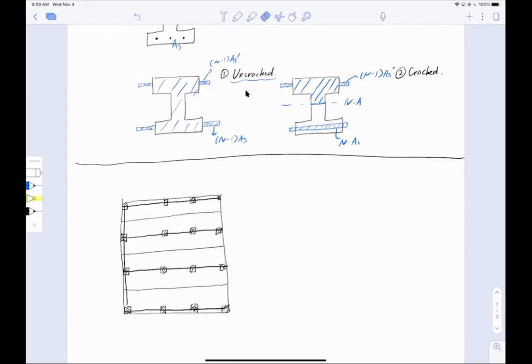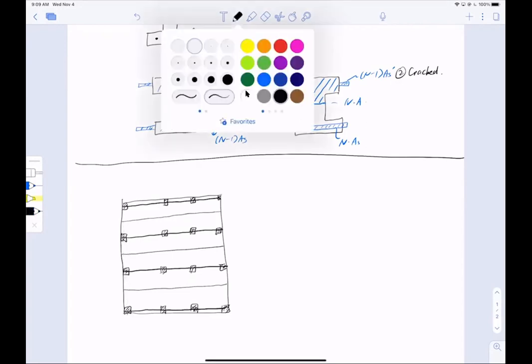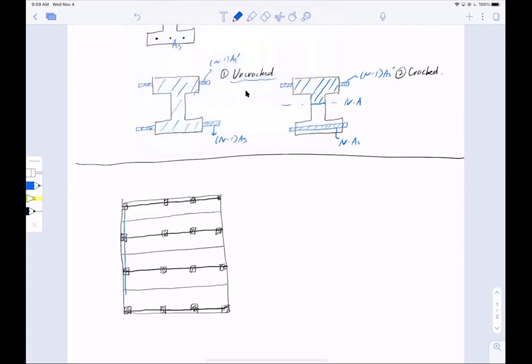And again, we have the other direction. Matter of fact, let me make it easy for you and use a different color for the other direction. This is blue, this is blue, this is blue.